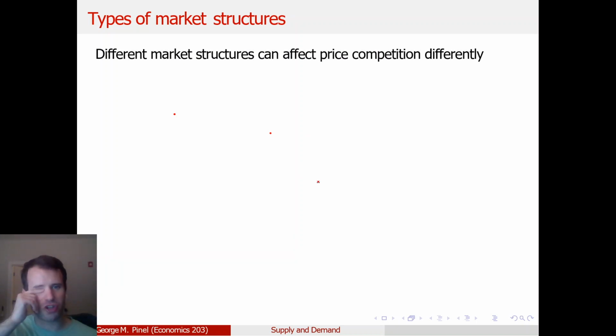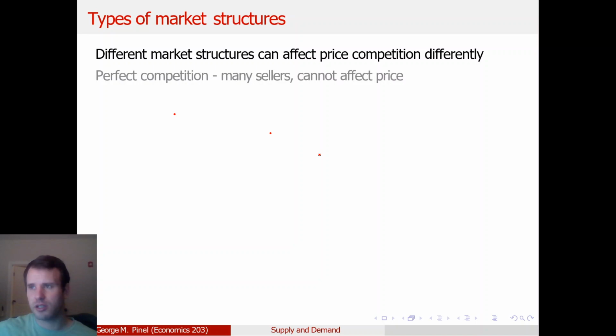Different market structures can affect price competition differently. So in perfect competition, what does this sound like? It sounds like there's a lot of competitors, right? In a market with perfect competition, basically this is the scenario where you have 1,000 different halal food truck people outside your door. You have the option to pick any one of them.